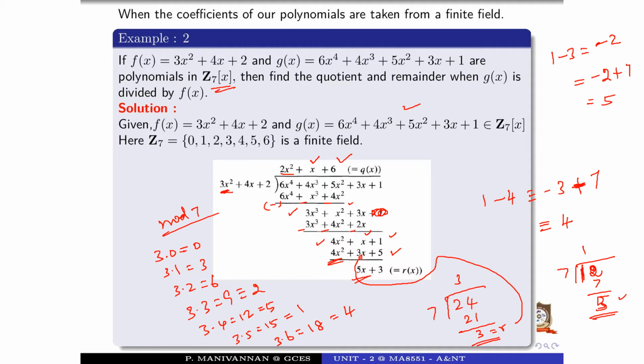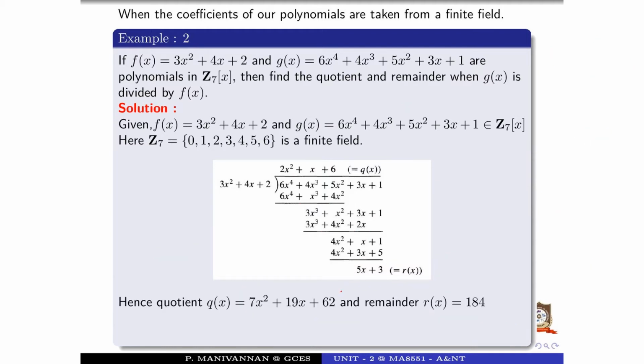So here 5. 1 minus 4 is minus 3. Sorry, here 1 minus 5 is equal to minus 4. Minus 4 plus 7 is equal to 3. So here 3.